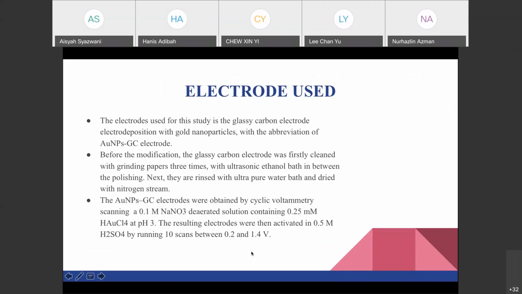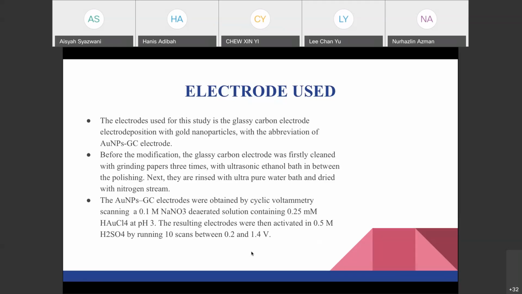Now we are going to present about the type of electrode used. The type of electrode used in this study is the glassy carbon electrode with the electrode deposition of gold nanoparticle, with the abbreviation of gold nanoparticles GC electrode. It is the electrode in which the glassy carbon is modified to have the gold nanoparticle attached to the surface.